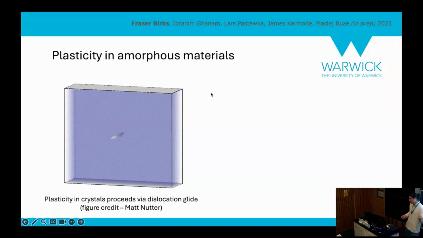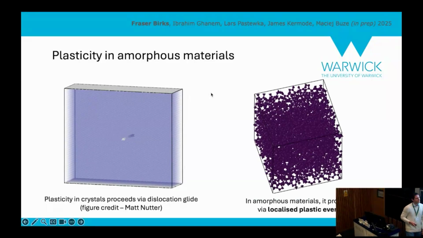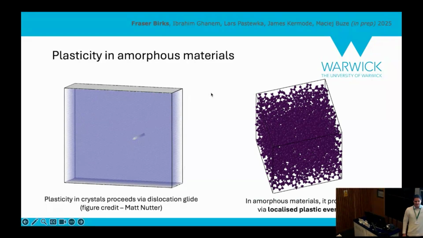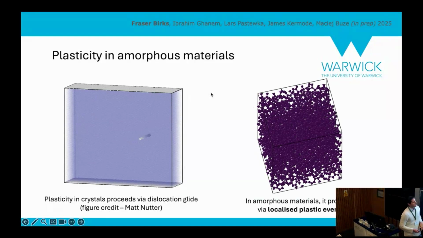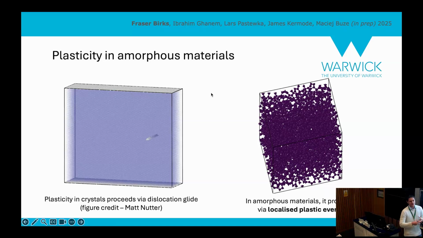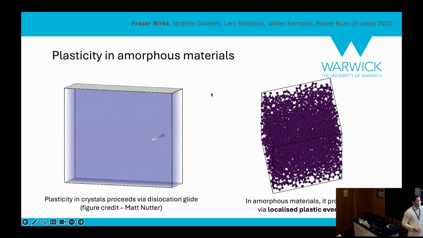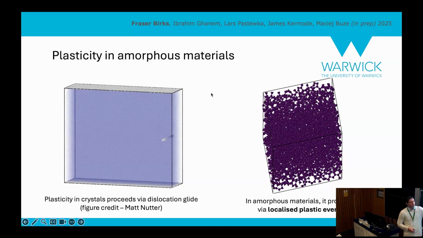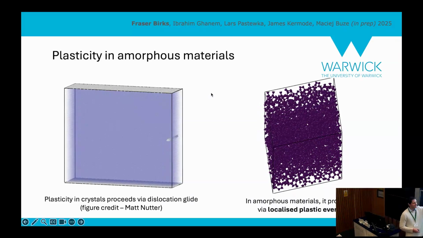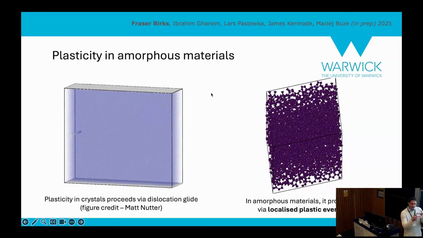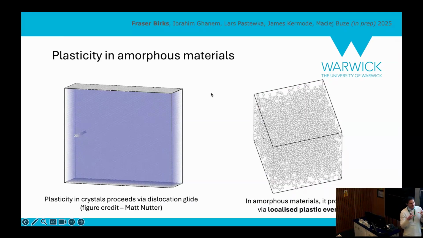But in amorphous materials, like amorphous carbon, there is no crystallography, right? It's completely disordered. And what happens instead when you deform it is not the movement of some large long-range defect. It's actually like very, very small localized plastic events. And you can maybe see that in this simulation here by looking at these little localized yellow flashes. What those are, are small plastic events.